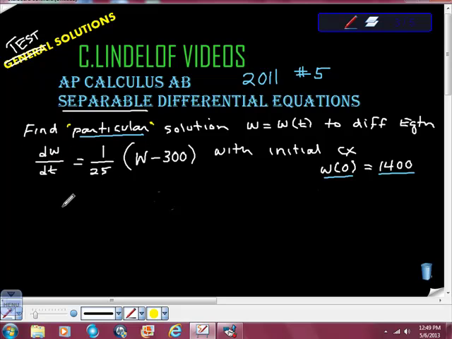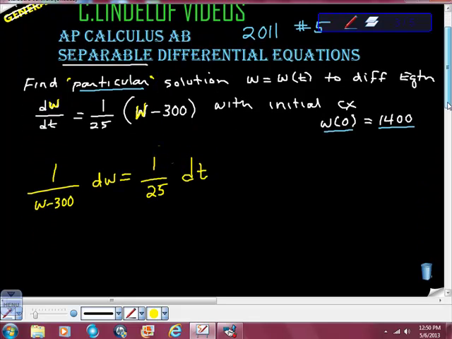So I'm going to separate all the W stuff from all the t stuff. I'm just going to do my algebra here. And when I finished with my algebra, I ended up with 1 over W minus 300 dW is equal to 1/25th dt. So I hope that makes some sense how I got that.